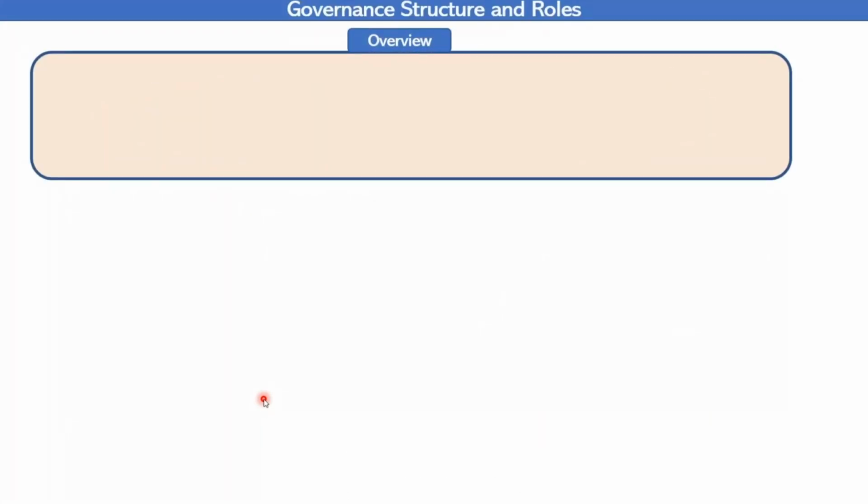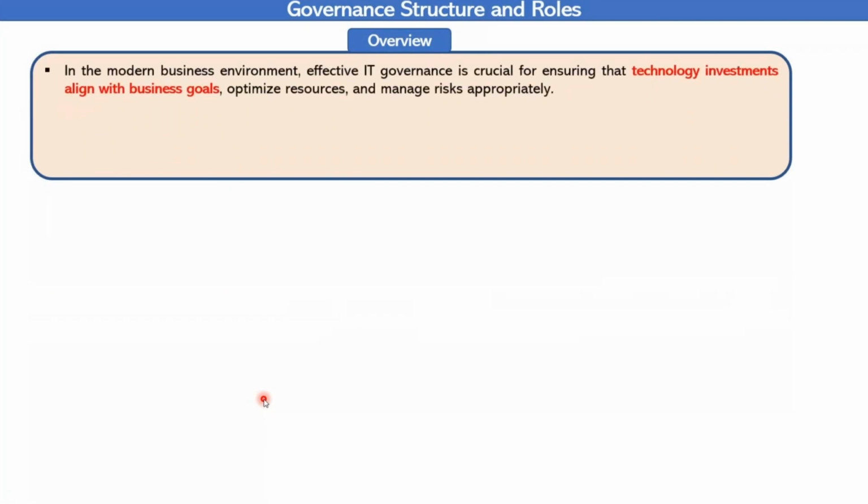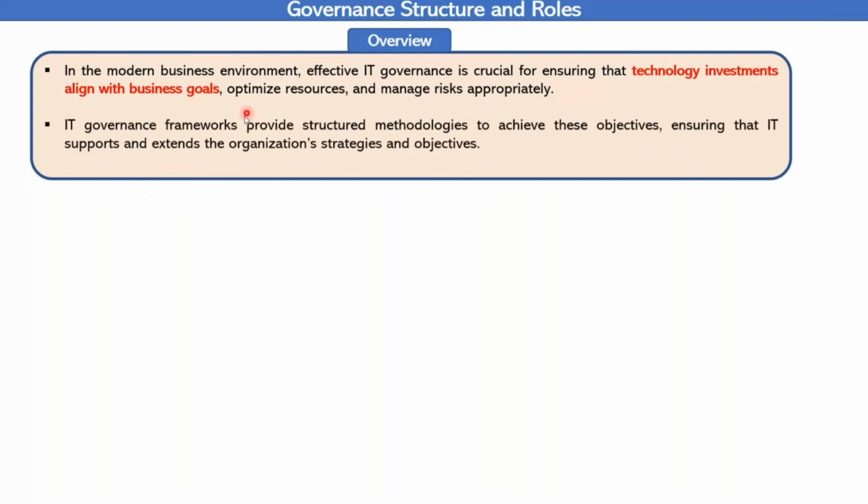So let's see the overview. Fine. In today's world, IT governance is extremely crucial to ensure the technology investments align with business goals, optimize resources and manage risk appropriately. How? There is something called IT governance frameworks. We have one slide for that. We'll go through what a framework is: a baseline and a structure. IT governance frameworks provide structured methodologies to achieve these objectives, ensuring IT supports and extends the organization's strategies and objectives.